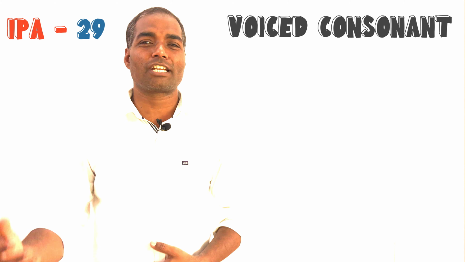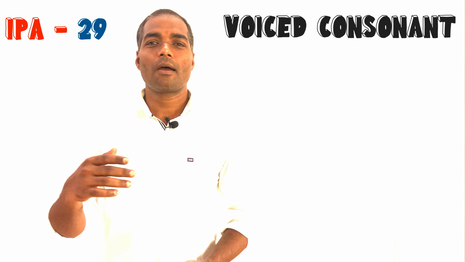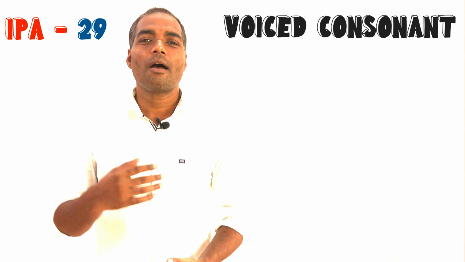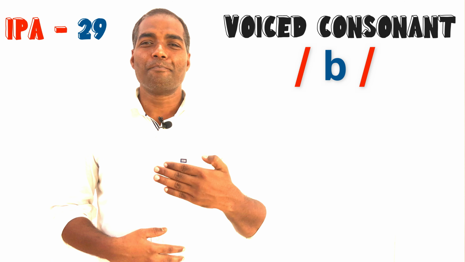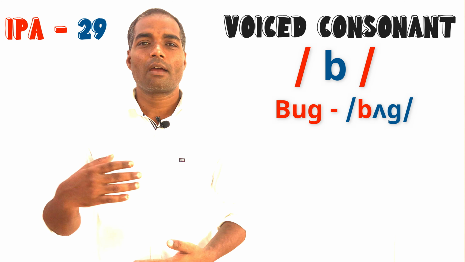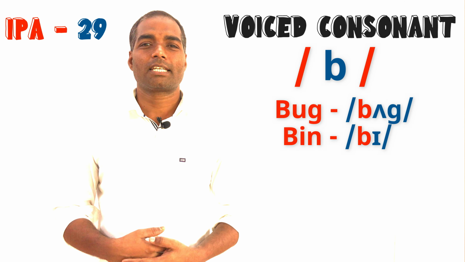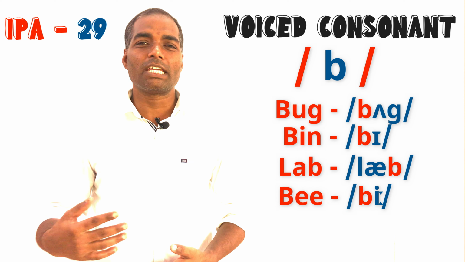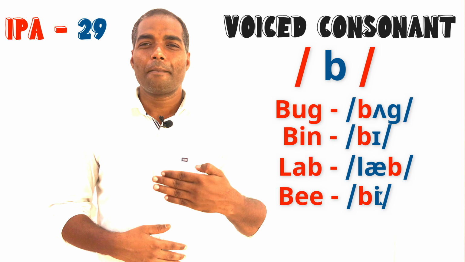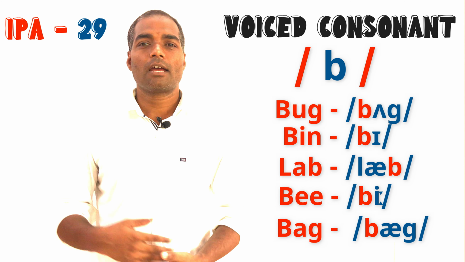There are 16 voiced consonants. The b sound. Example words: bug, bin, lab, bee, bag.